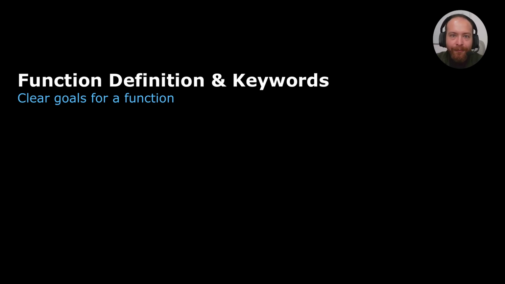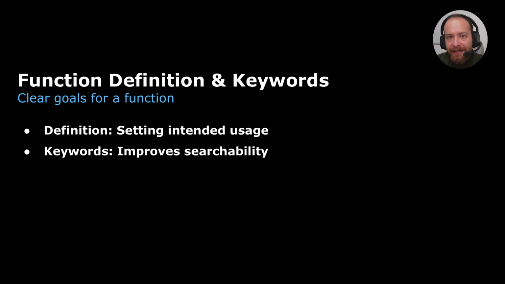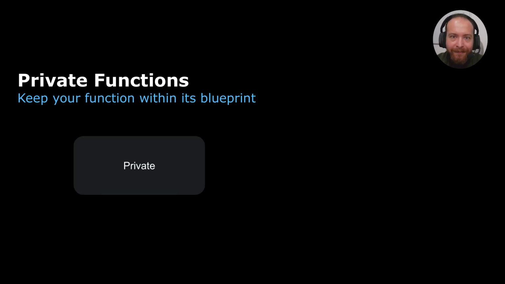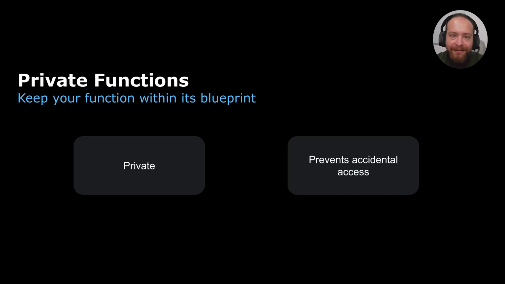We discussed how we can improve our function's readability by supplying function definitions. And we saw that we can make our functions easy to access by giving some meaningful keywords. Now we will discuss our final topic in functions, which is private functions. As we learned with variables, we can also make our functions private, keeping them accessible only within the blueprint they are created in. Therefore, we can prevent unintended access to this function outside of its blueprint.